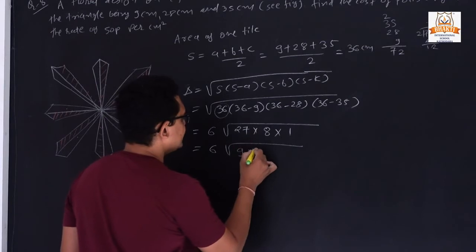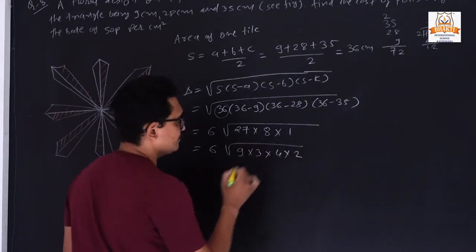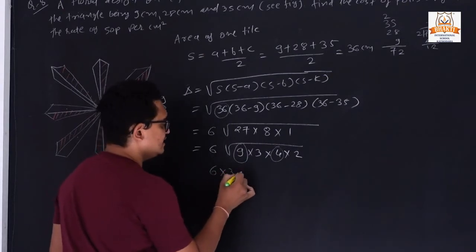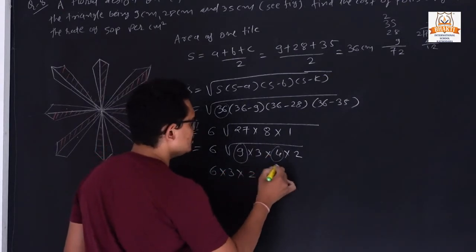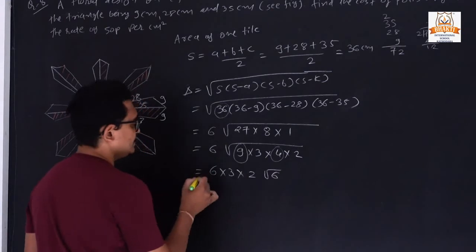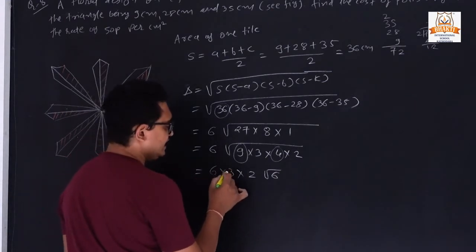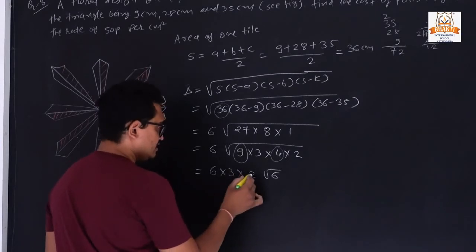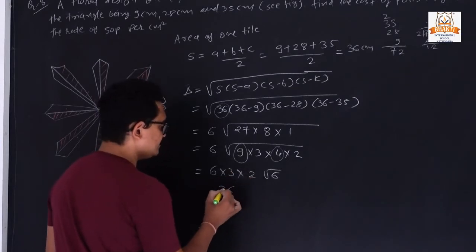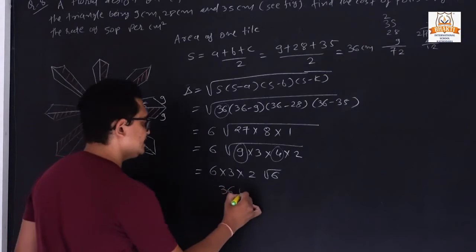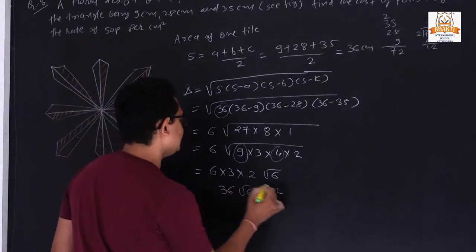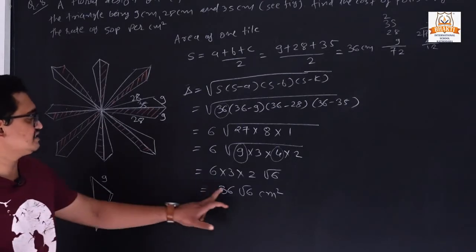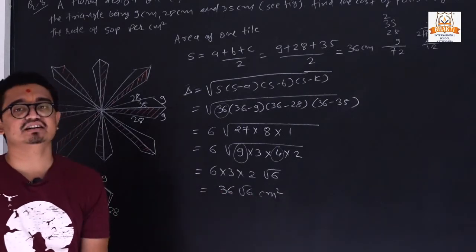27 means 9 threes, and here 4 twos. So what is the square root of 9 and 9? It is 3. And what is the square root of 4? It is 2. And 3 twos are 6. So 6 threes are 18, 18 twos are 36. Clear? 36 root 6 centimeter square. So it means the area of one tile is 36 root 6 centimeter square.